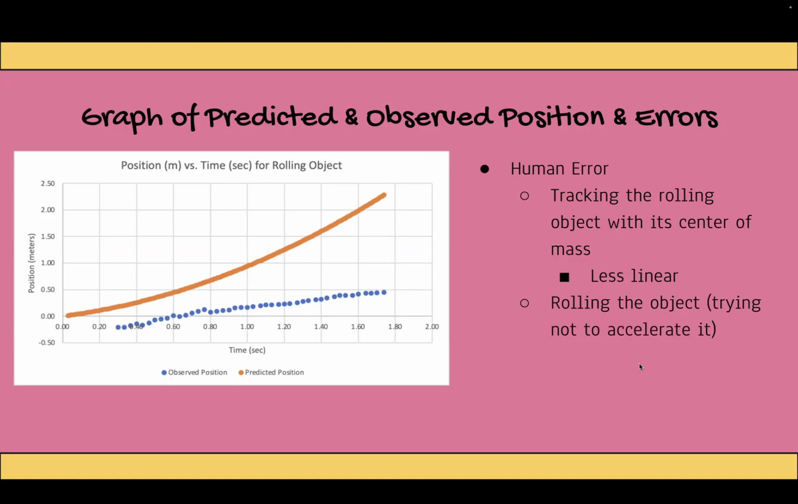And also when rolling the object, I tried not to accelerate it, but obviously this was not confirmed that I would not accelerate it. I tried my best to, and if I did accelerate it, this would result in not a constant velocity motion. And also there may have been sources of error that were given in the lab, such as friction on the floor.